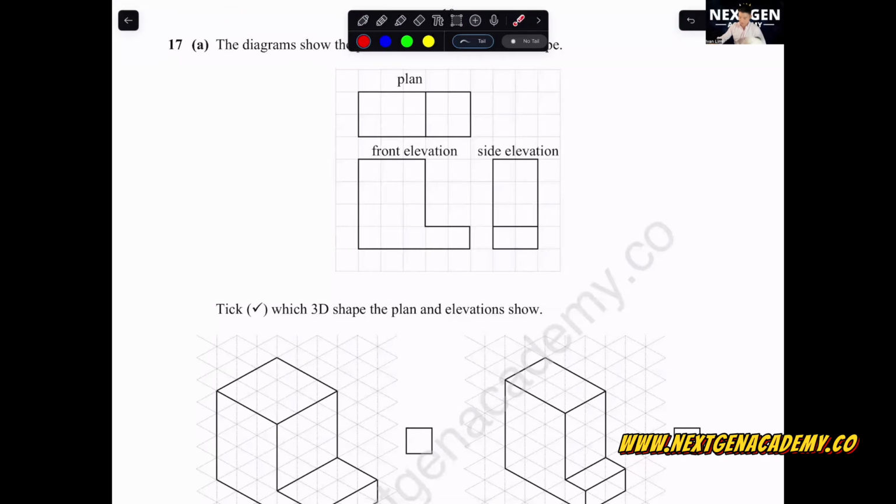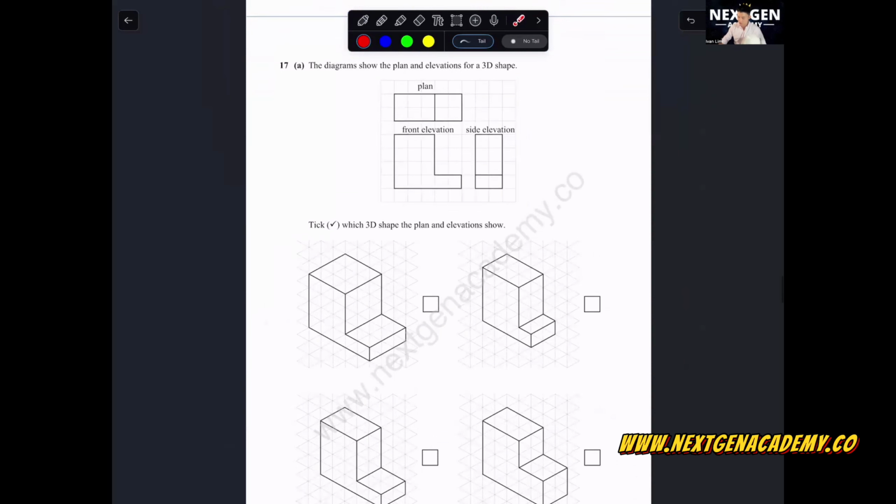All right, question 17. We've got plan, front elevation, and side elevation. Which 3D shape do the plan and the elevation show? Let's call this 1, 2, 3, 4. 1, 2, 3, or 4. Which one do you think it is? So plan is from the top, front means the front part, then side.